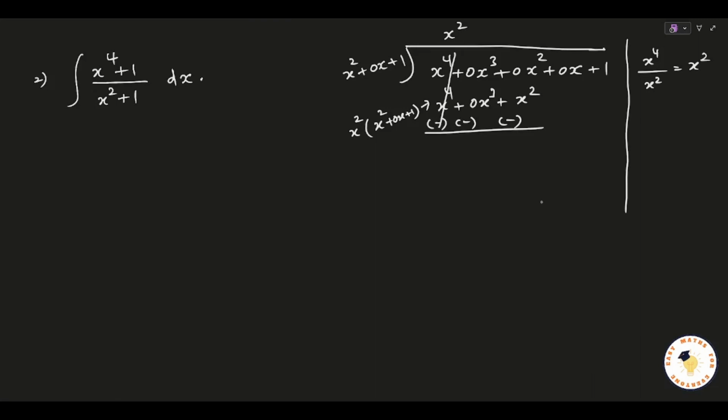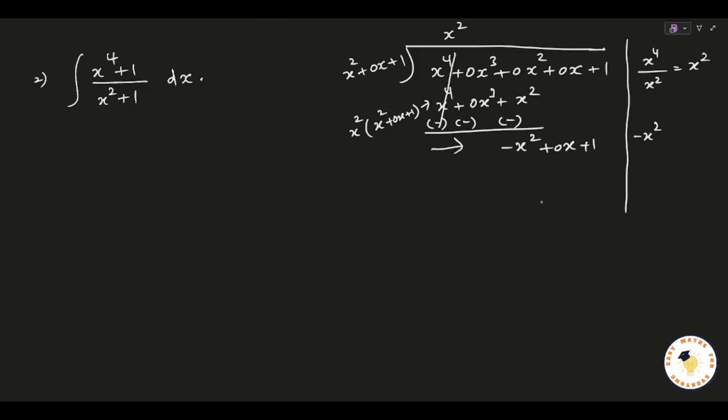0x cube minus 0x cube brings you nothing. So you no need to write that. 0x square minus 1x square will give you minus 1x square. Bring down the next two terms together. So minus x square plus 0x plus 1. Now this is our new dividend.